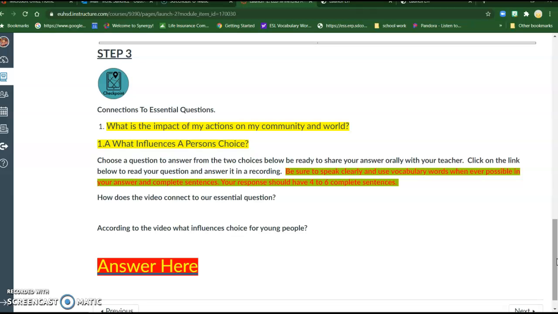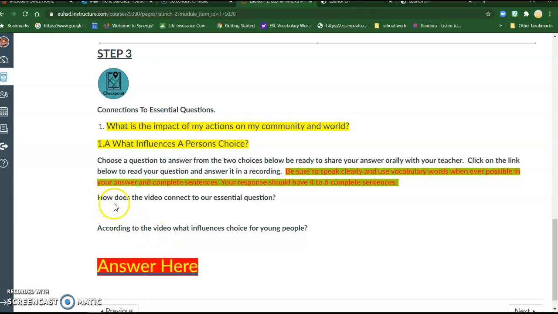Now for today, we are starting to connect more to our essential question because we're reaching the end of our unit. And our 2 essential questions, you have them right here. What is the impact of my actions on my community and world? And the other one is what influences a person's choice. So today you're going to start class by answering one of these 2 questions in the bottom. You can choose whichever one you want.